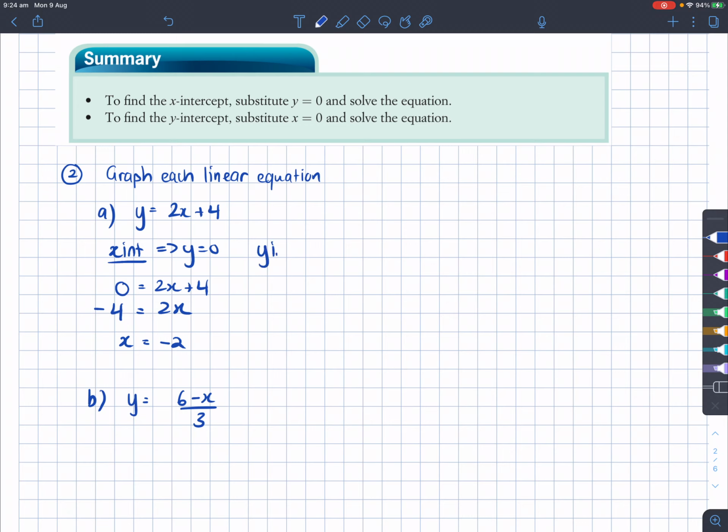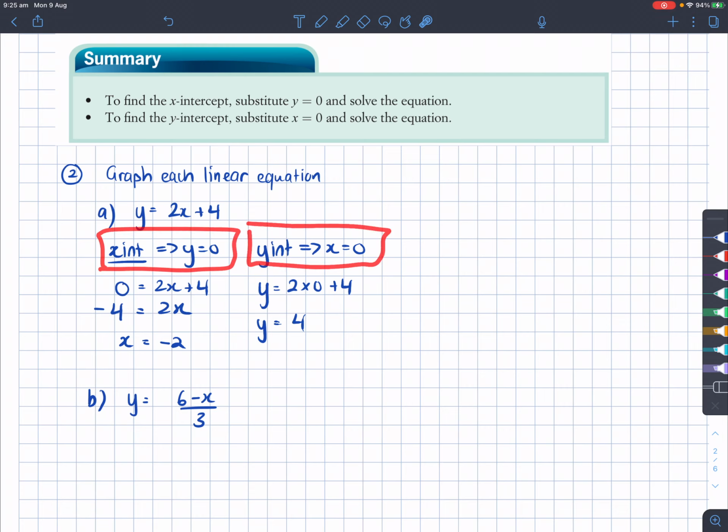Whereas if I wanted to find out my y-intercept, I will make x equal to 0. So y equals 2 times 0 plus 4. y would equal 4, basically. Okay? So normally I write this up the very top each time I do this, and that would just guide myself and the teacher, whoever's marking it, on what I'm actually finding first. And this little sign here means implies. Right, so y-intercept implies x equals 0.